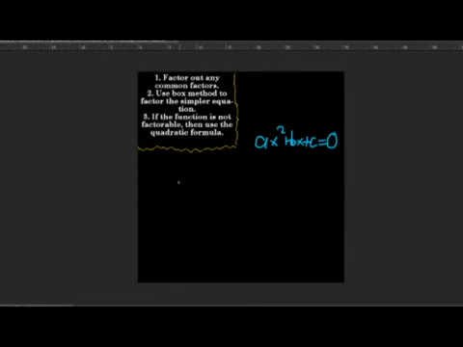Alright, we have 2x squared plus 4x plus 2 equals 0. Normally, when I'm going to solve a quadratic function, I go through these steps in my head. The first thing I do is I look to factor out any common factors.